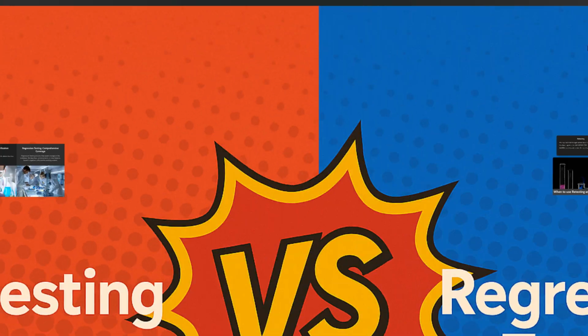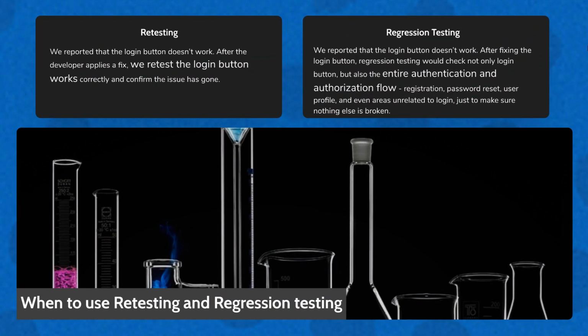And let's take our example. After fixing the login button, regression testing would check not only that the login button works correctly, but also the entire authentication and authorization flow. We should verify registration, password reset, user profile, and even areas unrelated to login, just to make sure nothing else is broken and the old functionality, old features are still working correctly.